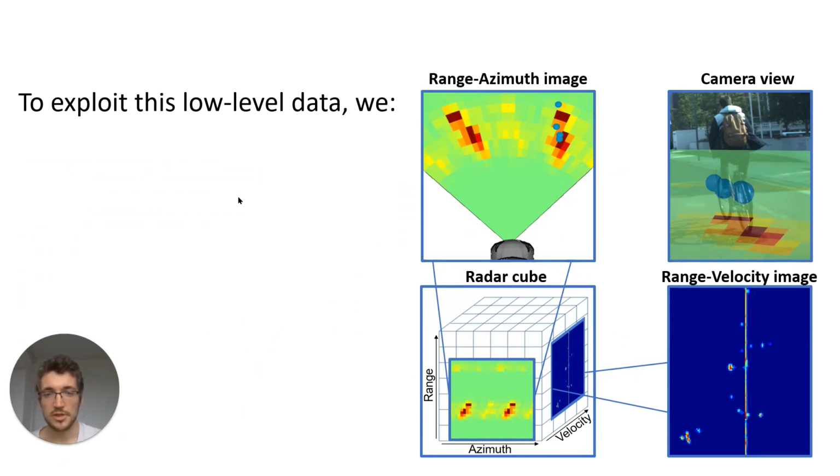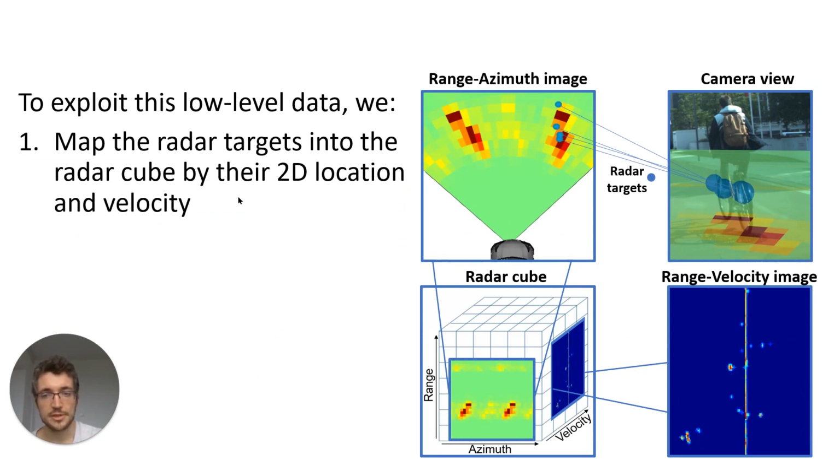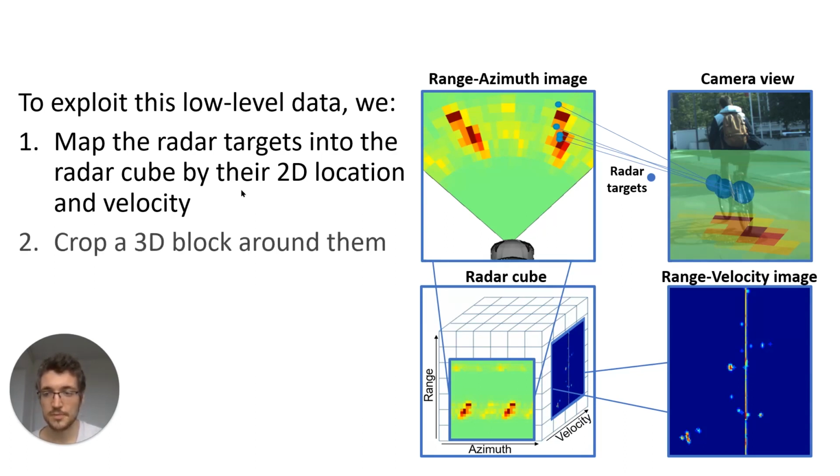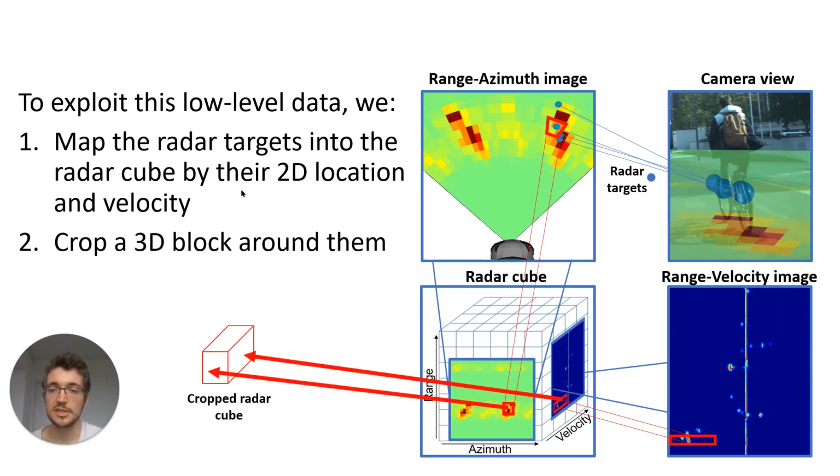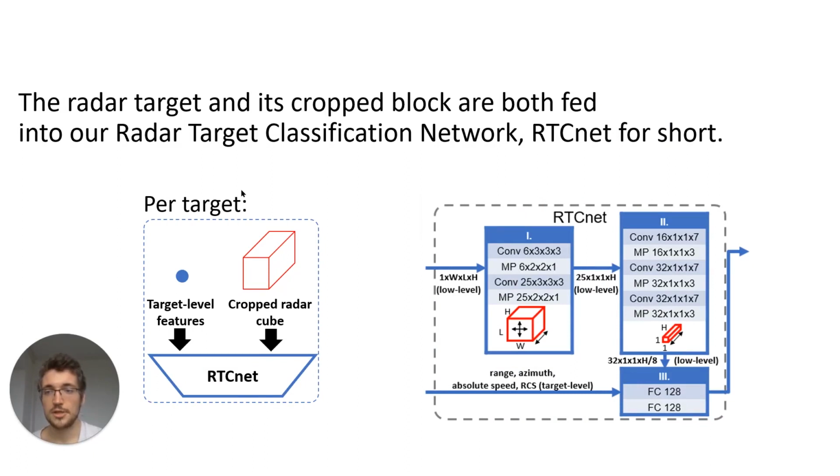To exploit this low-level data, first, we map the radar targets to this radar cube, both in the 2D location, so azimuth and range, and in the velocity dimension. And then we crop a 3D block around them. So a part of the radar cube is cropped. Afterwards, the target itself and its cropped block are both fed into the radar target classification network called RTCNet.